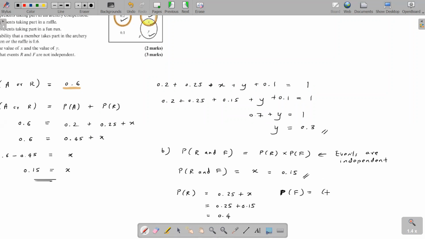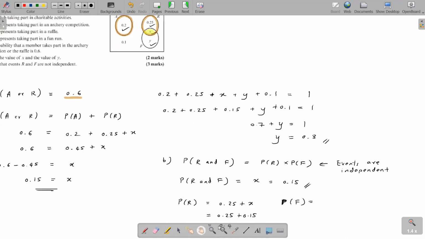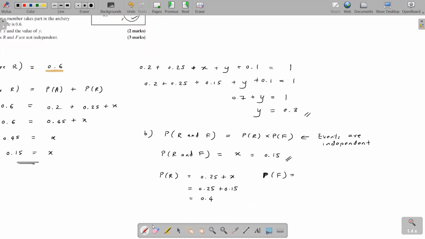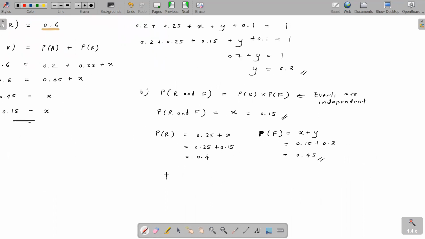Okay, and get the probability of F. Probability of F is X plus Y, because the F circle is X plus Y. X is 0.15 and Y is 0.3, so 0.45. Can you see, probability of R is 0.4, probability of F is 0.45. Now what do we do? Get probability of R multiplied by probability of F. 0.4 multiplied by 0.45 is 0.18.